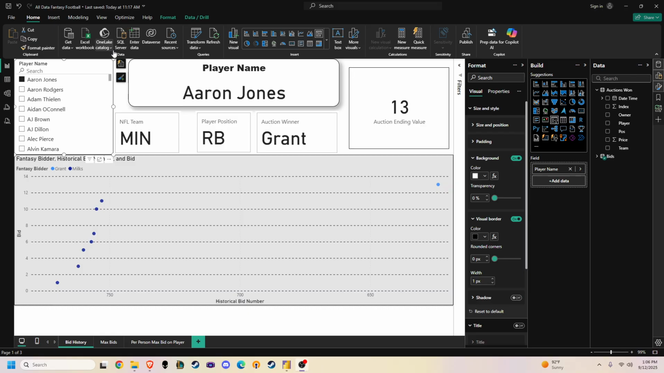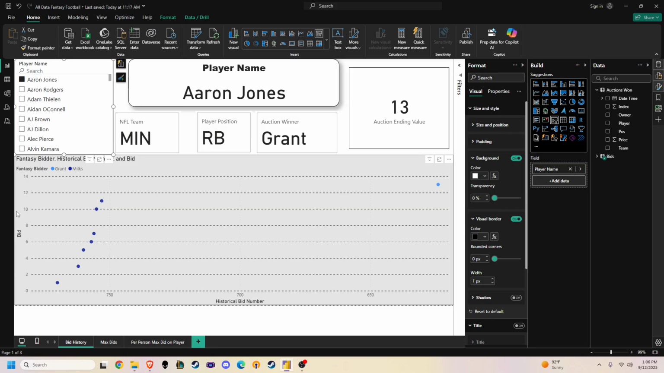The website tracked all of the bids, and so I decided that I wanted to make a dashboard to show my friends so that we could talk about it and see who stole players from who. And so I think there was a lot to learn.